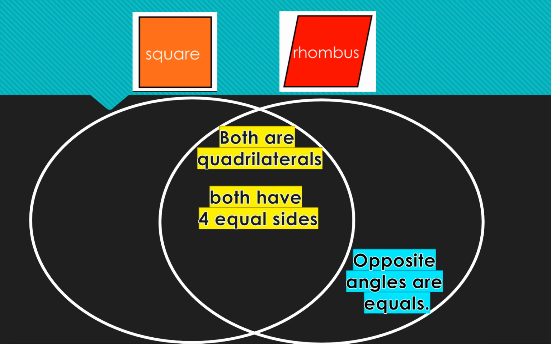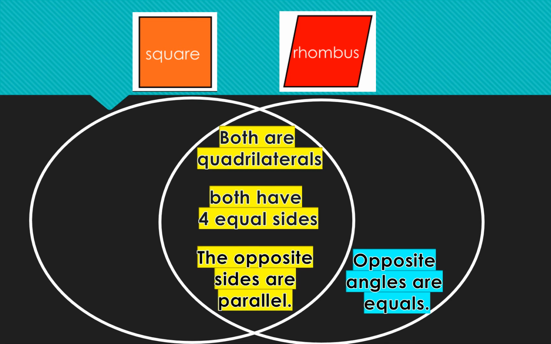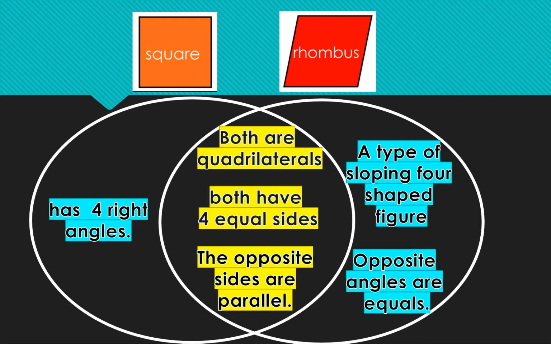The rhombus differs in that its opposite angles are equal, meaning the opposite angles here are equal, and the opposite sides are parallel to each other. The rhombus is a type of sloping four-sided figure, while a square has four right angles. It's not sloping, but it has four right angles. This is how a square and a rhombus differ from each other, and in the middle is the commonality of both quadrilaterals.